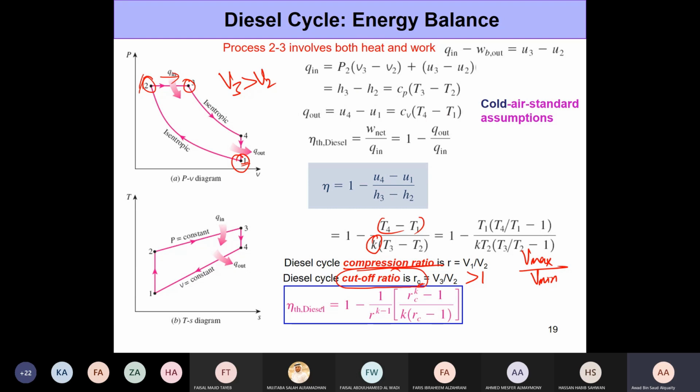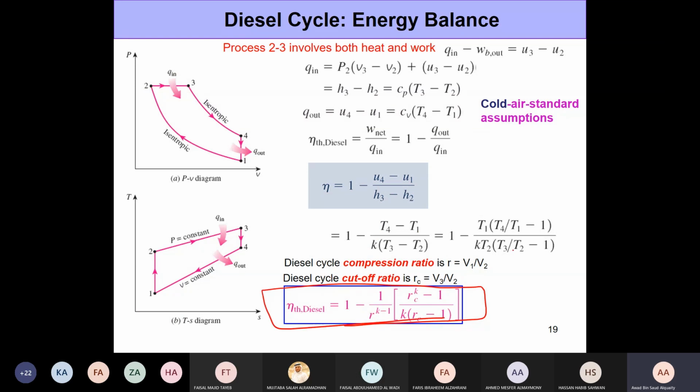Now, if you want to write the thermal efficiency formula for a Diesel cycle in terms of R, the compression ratio, and RC, the cutoff ratio, this is how it's going to look like. Okay, so how did we come up with this expression? Well, we just made some simplifications and made use of the formula relating temperatures to specific volumes for isentropic processes, and that's how we came up with this expression. So what's with this expression? What all is happening in there, right? How is the thermal efficiency going to vary with compression ratio? How is it going to vary with cutoff ratio? We'll see that in the next slide.